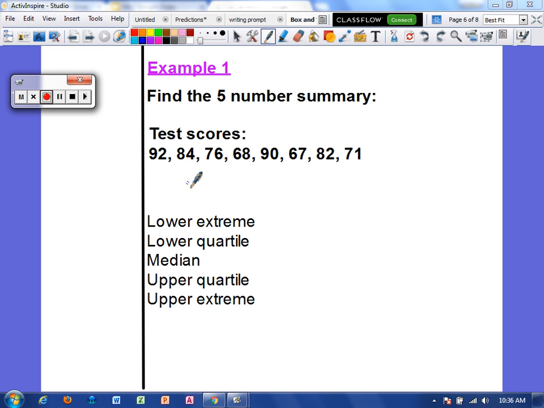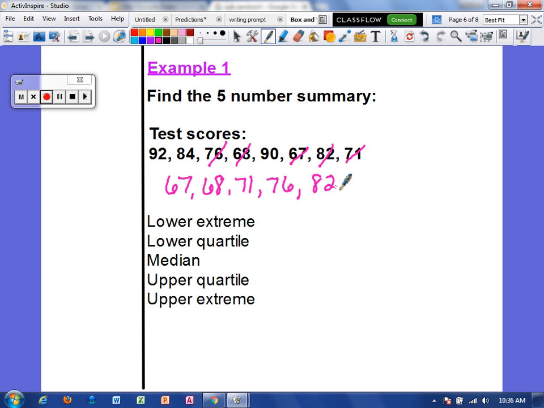Alright, so the first thing I'm going to do is take these test scores and put them in order. So our lowest score is 67. Then we have 71. Oh, I'm sorry. I missed 68. 68, then 71, then 76, then we have 82, 84, 90, and we have 92.